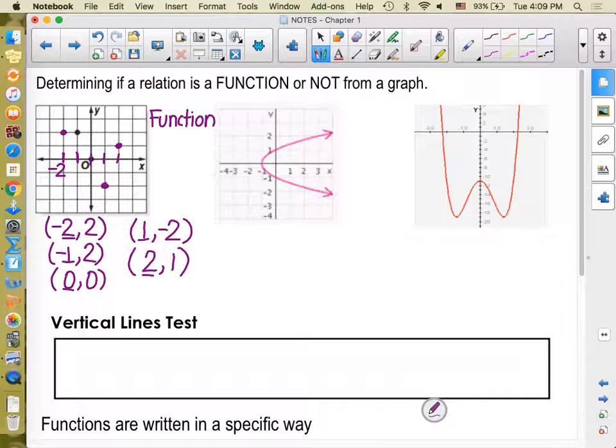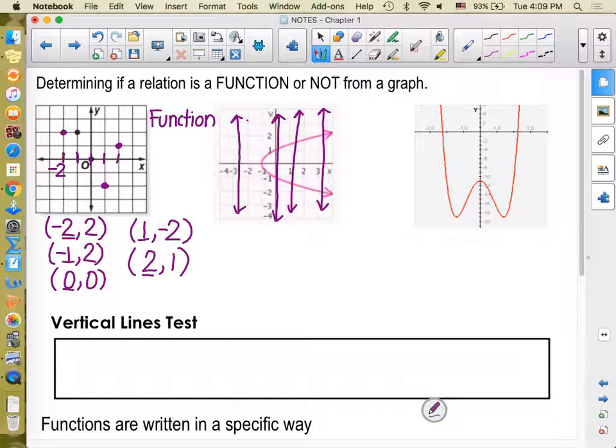The test that we're going to use, so that you don't have to write out all these ordered pairs and think about your inputs and outputs, is called the vertical lines test. And here's what it does. If I pass a vertical line, and I'm just going to sketch one in here, from left to right across my graph, as long as it touches my graph only one time, every new vertical line that I pass across there, as long as it only touches my graph in one place, then it's a function.